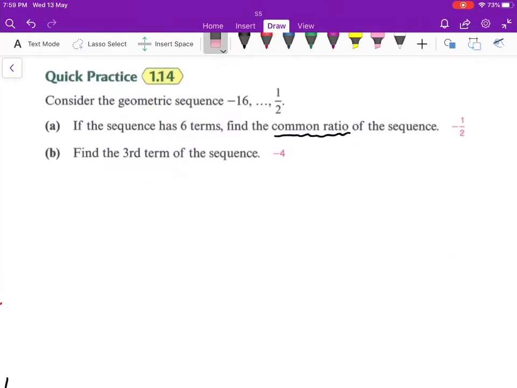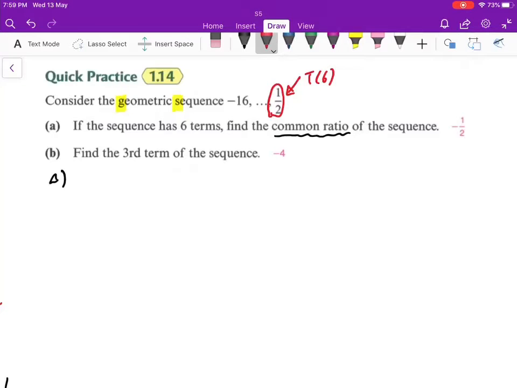Now let's take a look at quick practice 1.14. The question also told you that this is a GS, and they have some missing terms in the middle. Now take a look at the A part. It told you that the sequence has 6 terms, so the whole sequence only has 6 terms. Actually they give you a hint: 1 over 2 is your T6, the last term, the number 6.